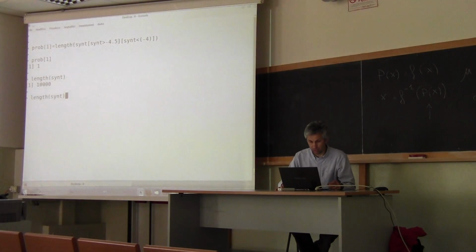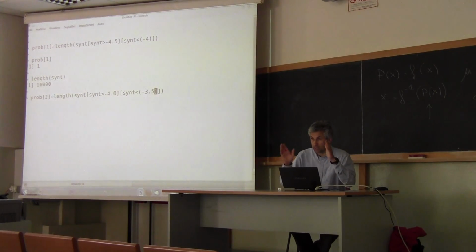Now let's move forward with the second element of the vector probe, and I should collect the observations between minus 4 and minus 3.5. Of course, I could write a for cycle to perform this computation, but I don't want to do that because I want to make it step by step in order to be clear. And you see that the number of observations falling in the second interval is increased, as you would expect.